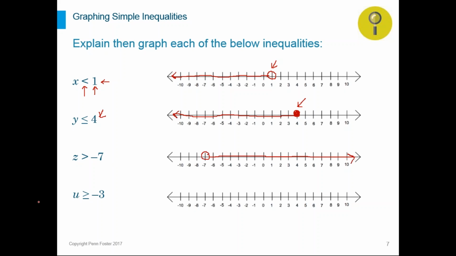Last one: u is greater than or equal to -3. Find -3, make a circle, and shade it in because we have the "or equal" option. u would be greater than or equal to -3, so the right area would be the one that we shade on the number line.